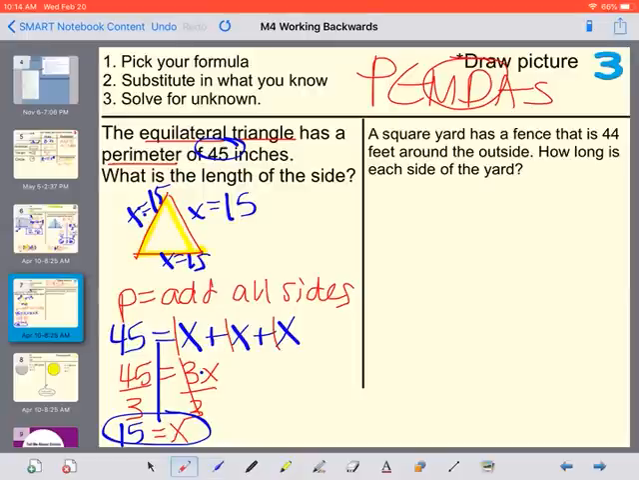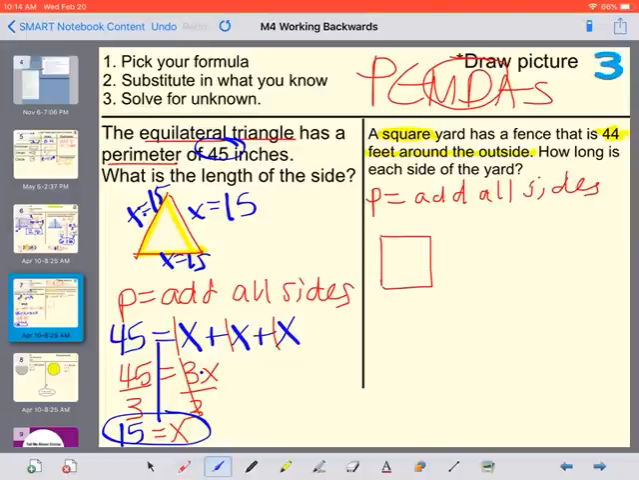Next one is very similar. It's just a square. A square yard has a fence that is 44 feet around the outside. So around the outside, again, we're looking at perimeter. So perimeter is adding up all sides. So I'm just going to draw a square. And same thing, we need to know what is the length of one side, and since it's a square, we know they're all the same.